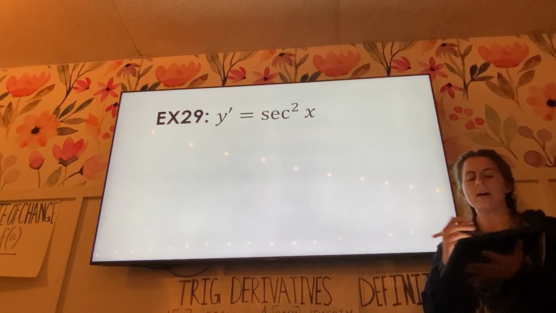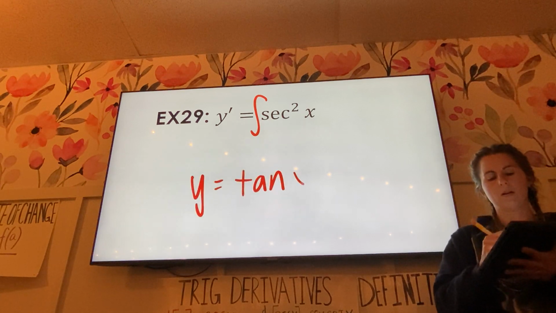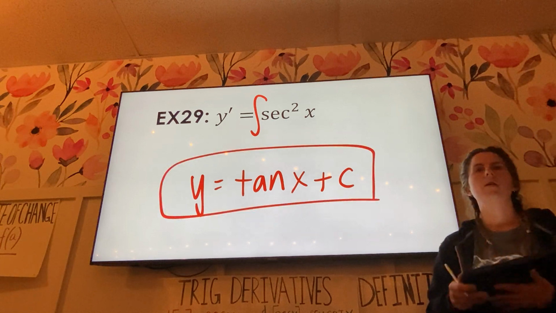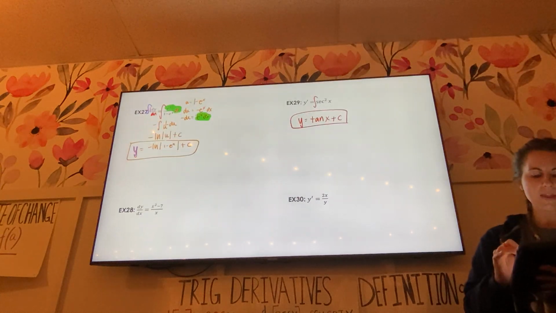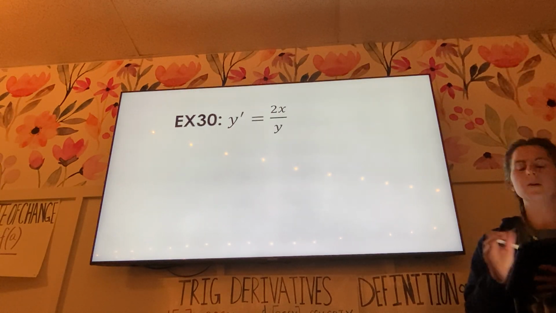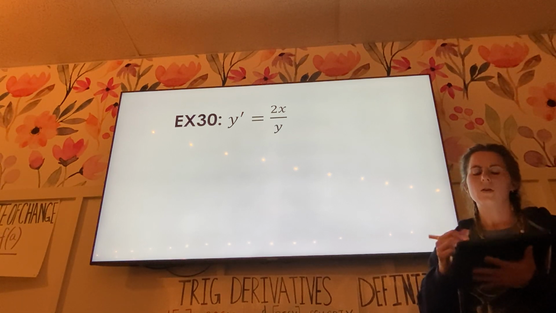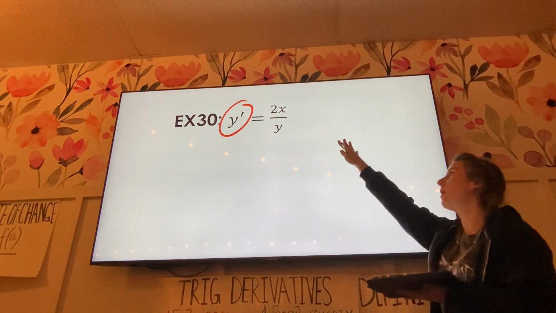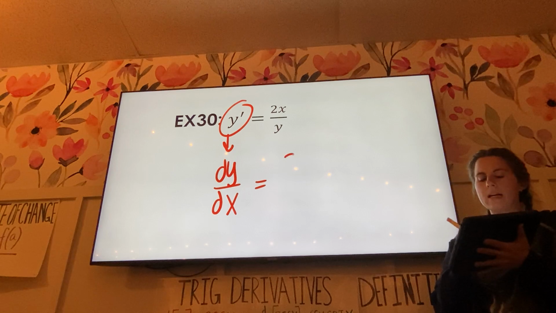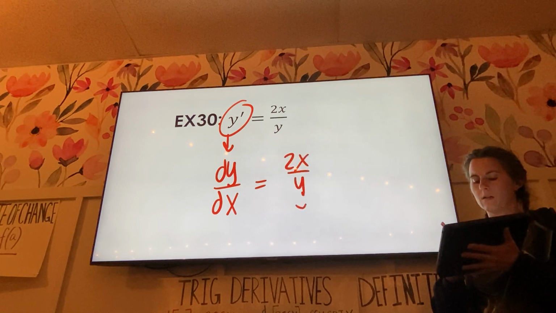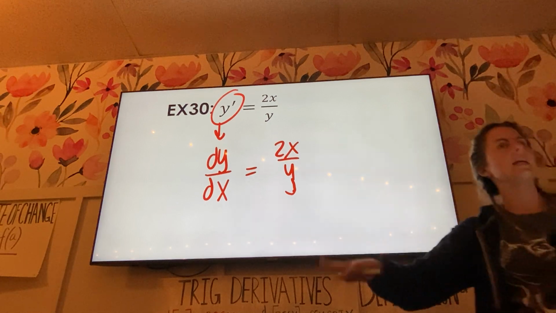So on this one, if I wanted to go backwards and integrate, what's the integral of secant squared? Tangent plus c. So if they don't have y's and x's, they're just regular integration problems. It's when they have y's and x's, like number 30, when you have to actually separate your variables. So on this one, I've got y's and x's here. So the first thing I'm going to rewrite y prime as is dy dx, so I can actually split the dx up and the dy up.